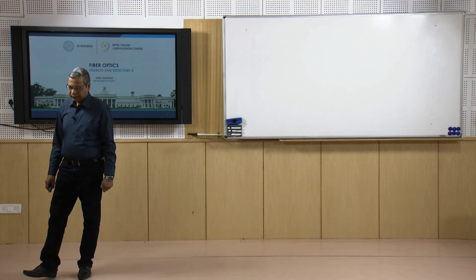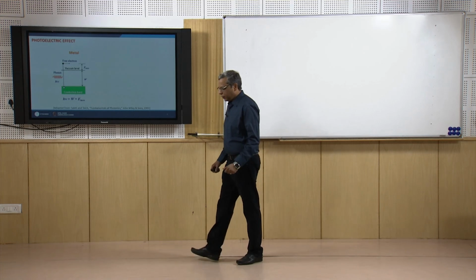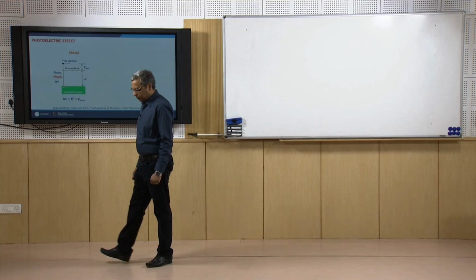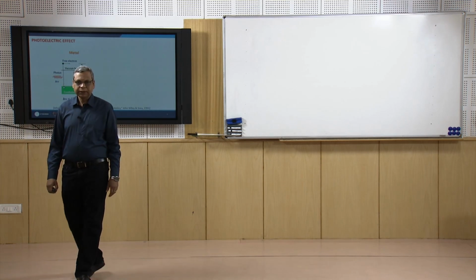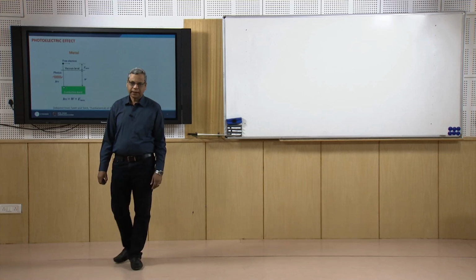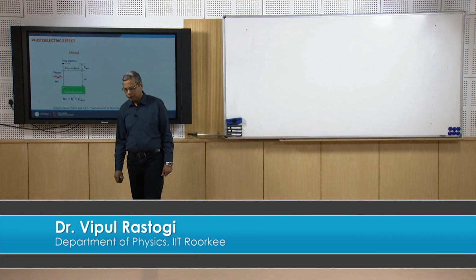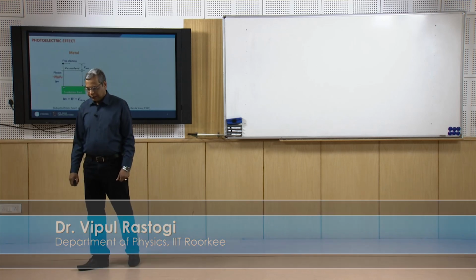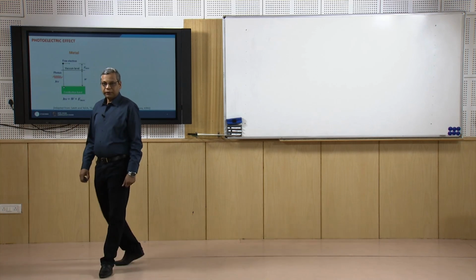So, in this lecture we will now start discussion on photodetectors. So, how do we detect an optical power? The idea is to convert optical energy into electric energy, and if we think about it, the very first thing that comes to our minds is the photoelectric effect.